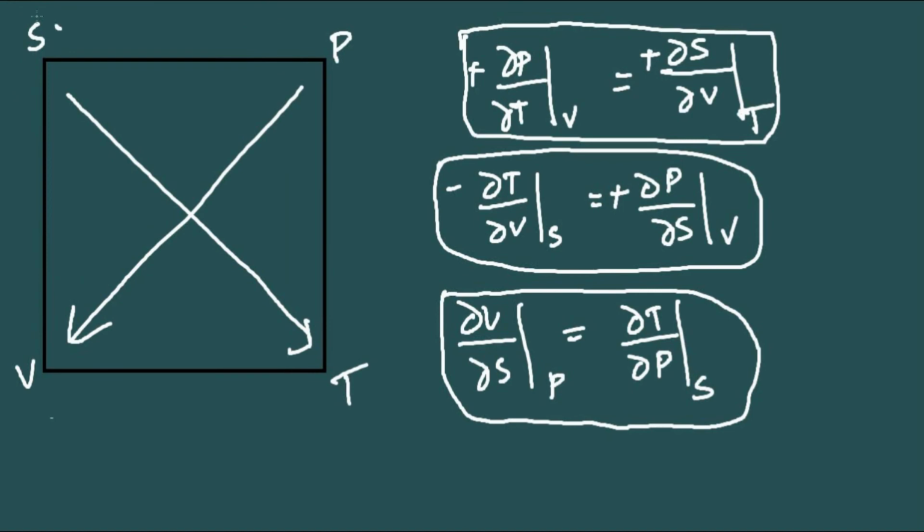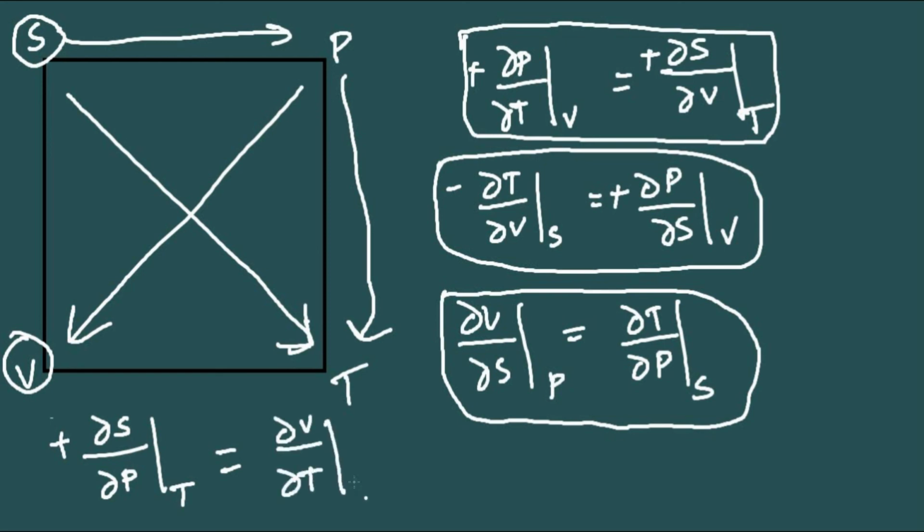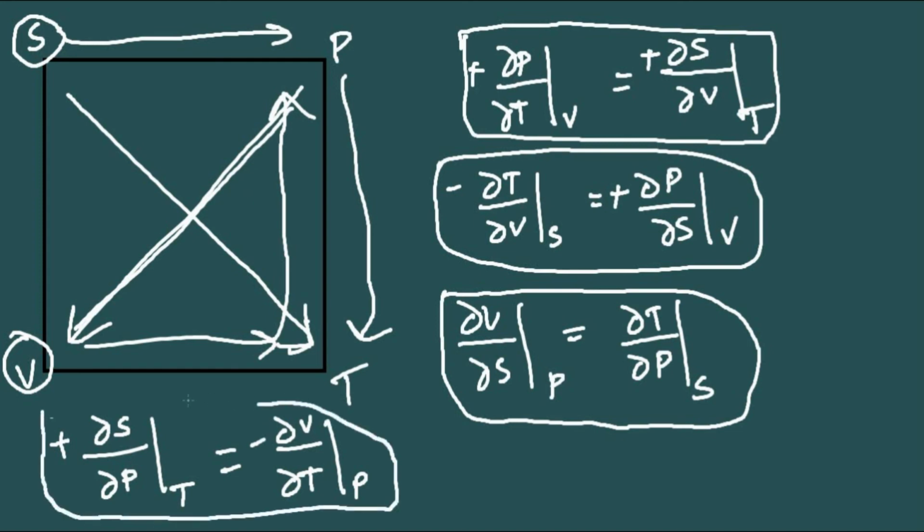For the last one, I will start with S and traverse in this direction, S to P followed by T. So what I will have is del S del P at constant temperature. This follows this arrow, so it will be positive. This will be equal to, now I will start from V, del V del T at constant pressure. So I went from V to T followed by P. This is in the negative of this direction, hence a negative sign will be put. So this is my fourth Maxwell's relation. So these were the four Maxwell's relations.